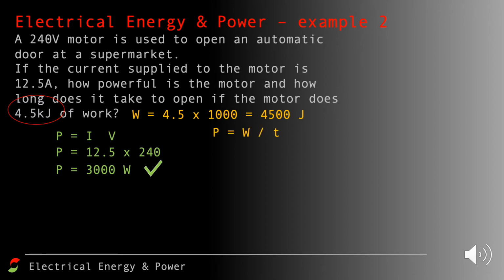So, well, power is rate of doing work or work over time. I've got work, I've got the power I've just calculated, and I want the time. So I can rearrange that for time, which is work over power, which is 4,500 divided by 3,000, which tells me it takes 1.5 seconds for that door to open. Personally, I'd like it to open a little bit faster than that.